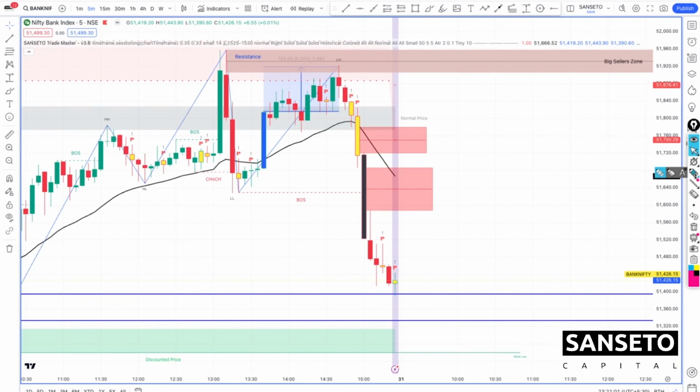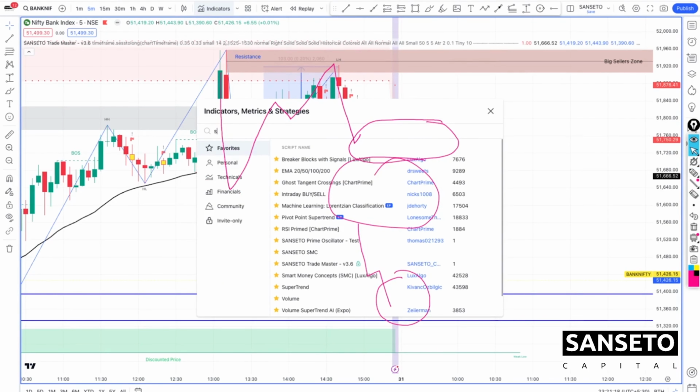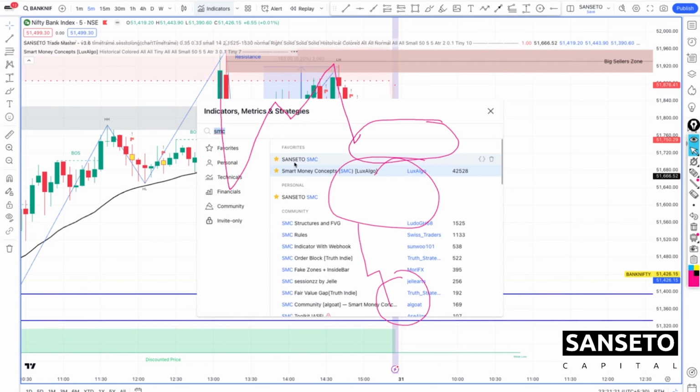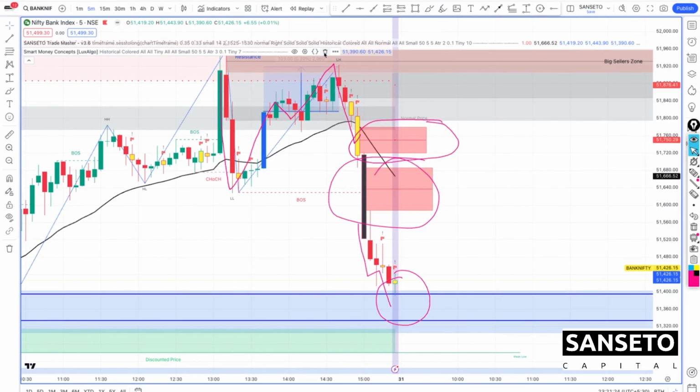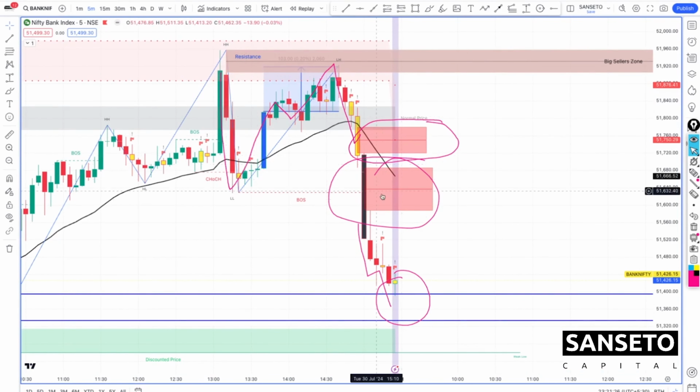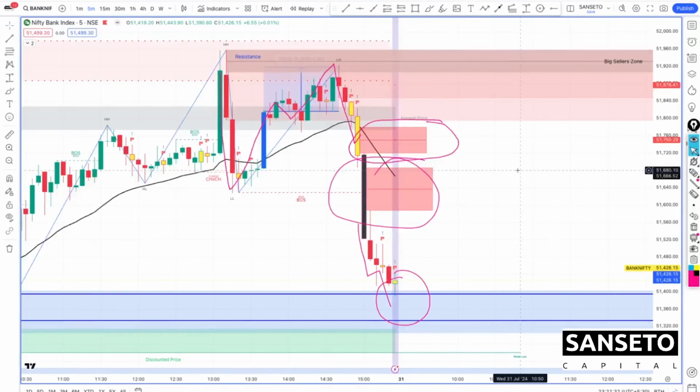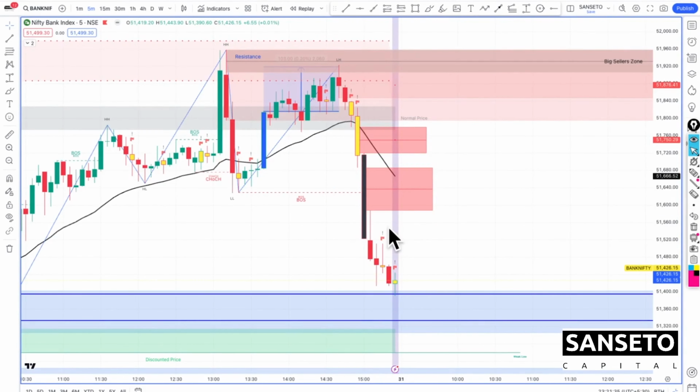Whenever the market comes here, it leaves some imbalance. The market is here now. Okay, so we need to add one. You don't have to add this SMC concept in your indicator. The reason is that we have combined this indicator already, so no need to worry about this. Here we are doing multiple test cases, so we are adding this indicator. For you, SANSETO 3.6 is more than enough.